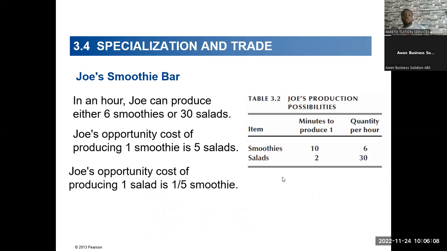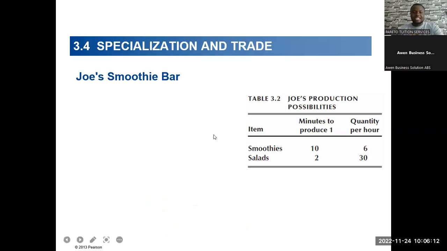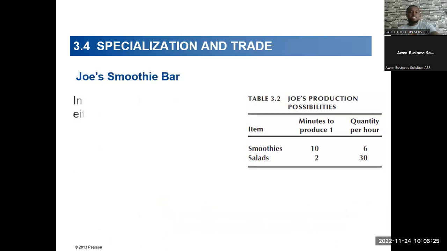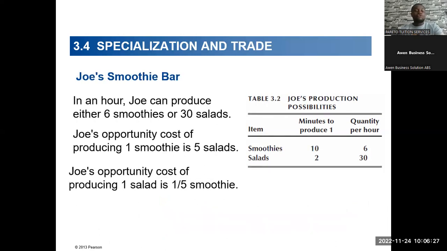So now we know that for Liz, the opportunity cost of producing 1 smoothie was 1 salad. So 1/1 is still 1. That's why the opportunity cost of producing 1 salad is 1 smoothie. Okay. So now we have also seen the opportunity cost for Joe.